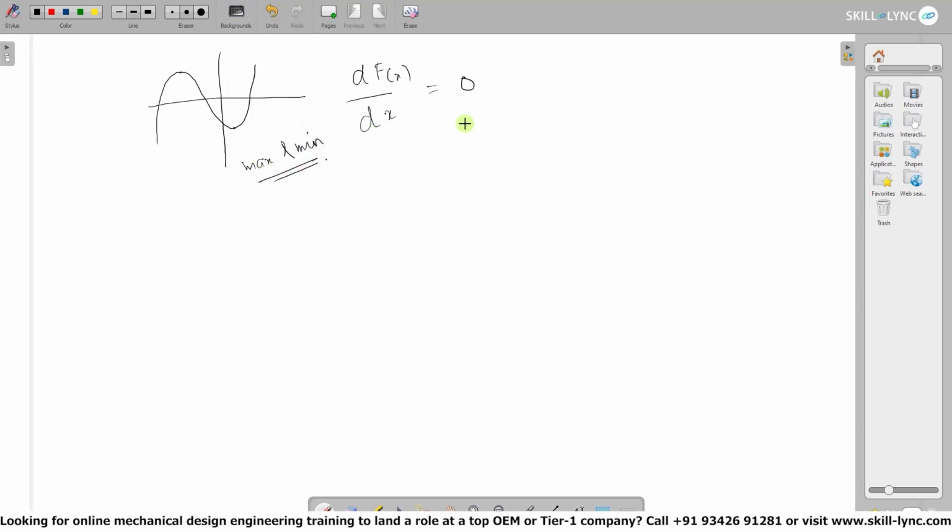So now from the previous derivations, we know that sigma x dash is equal to sigma x plus sigma y divided by 2 plus sigma x minus sigma y divided by 2 into cos 2 theta plus tau xy sin 2 theta.